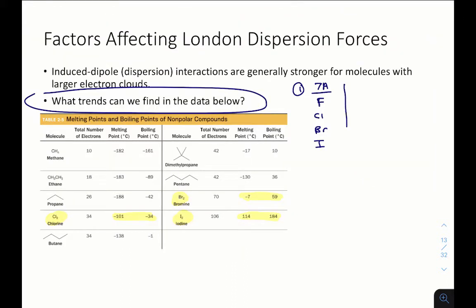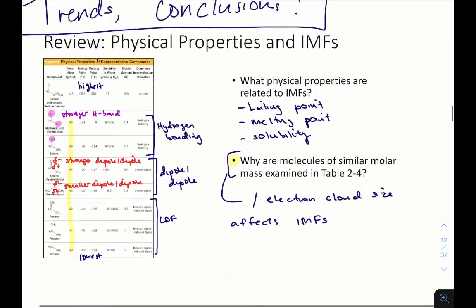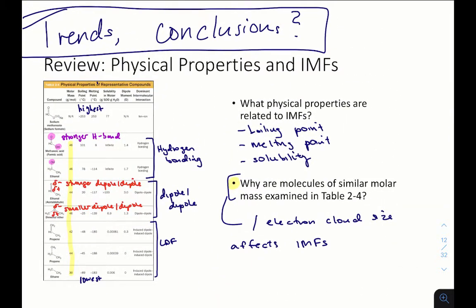These are all halogens located in group 7A. We know that atomic radius, and hence the size of the molecule, increases down a column. The data on the previous slide pretty well suggested that stronger intermolecular forces of attraction, such as hydrogen bonding, led to higher melting points and boiling points.